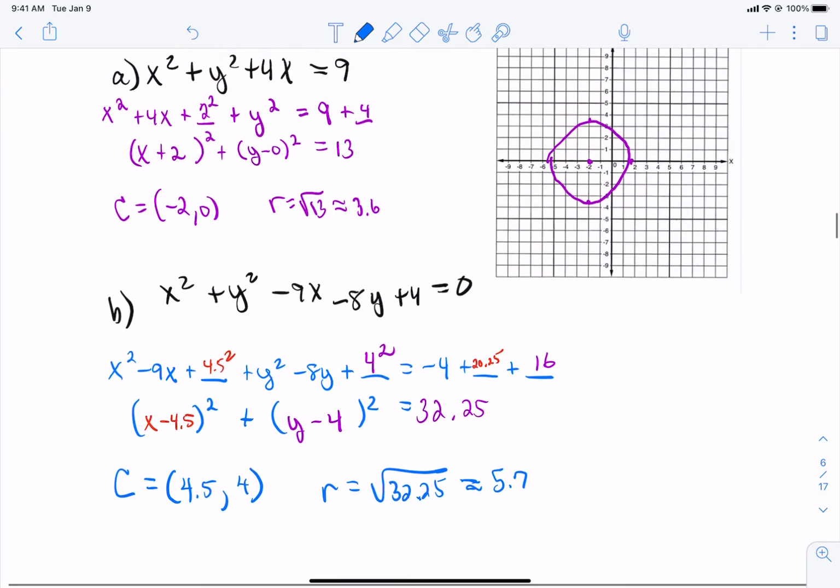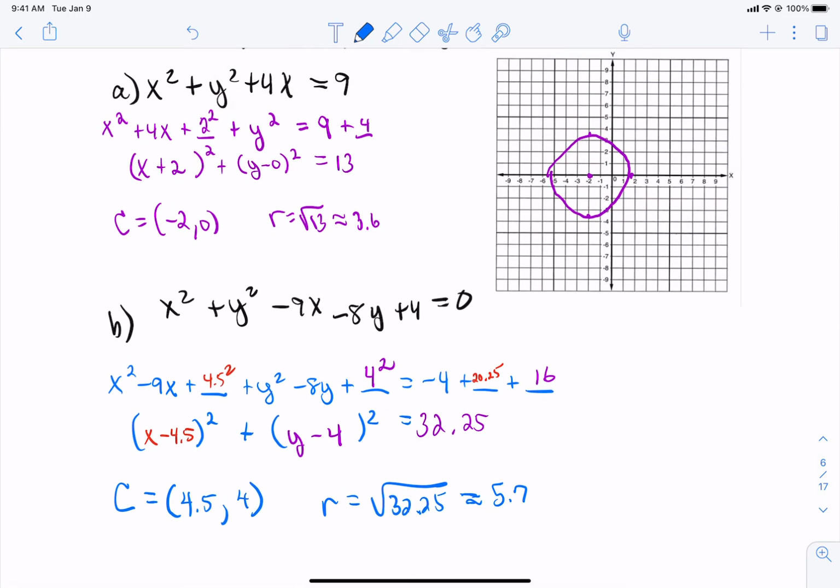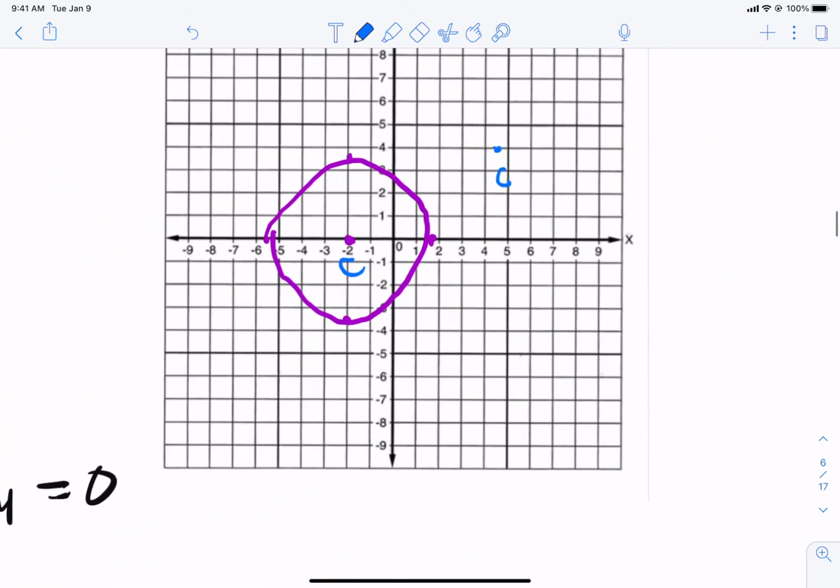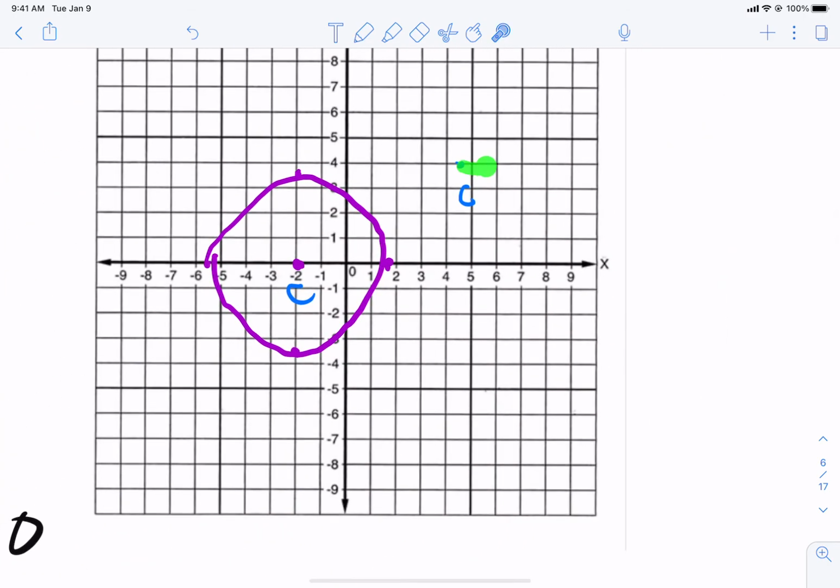So let's go back up to our graph paper. So go to 4.5, 4. So 4.5 and then up 4. Label with the center. I forgot to label my center before. Try to remember to do that. We're going to count 5.7 up, down, left, and right. So 1, 2, 3, 4, 5.7 takes me just slightly off the edge. 1, 2, 3, 4, 5.7 takes me slightly over that line.